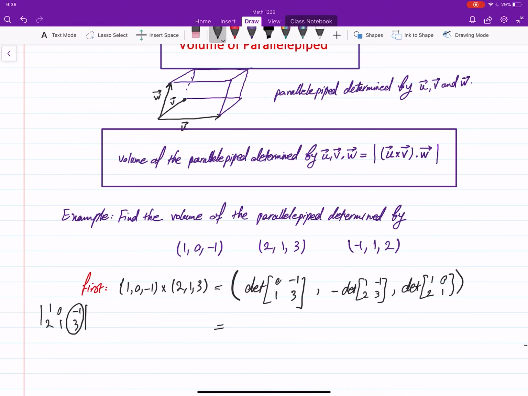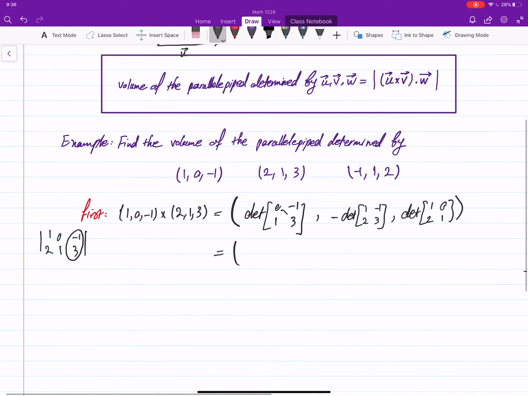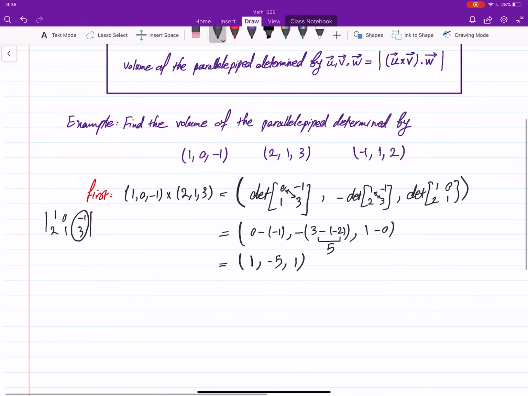Then the third component, you ignore the third column and find the determinant of the given matrix. Well, this is equal to the determinant: diagonal entries 0 times 3 is 0, minus off-diagonal entries negative 1 times 1 is negative 1, so you get 1. Next, diagonal things, 1 times 3 is 3, minus off-diagonal negative 1 times 2, which is negative 2, so this is 3 plus 2, 5, and there is a negative sign, so negative 5. Then the diagonal is 1 minus 0, which gives us 1. So we found u cross v.